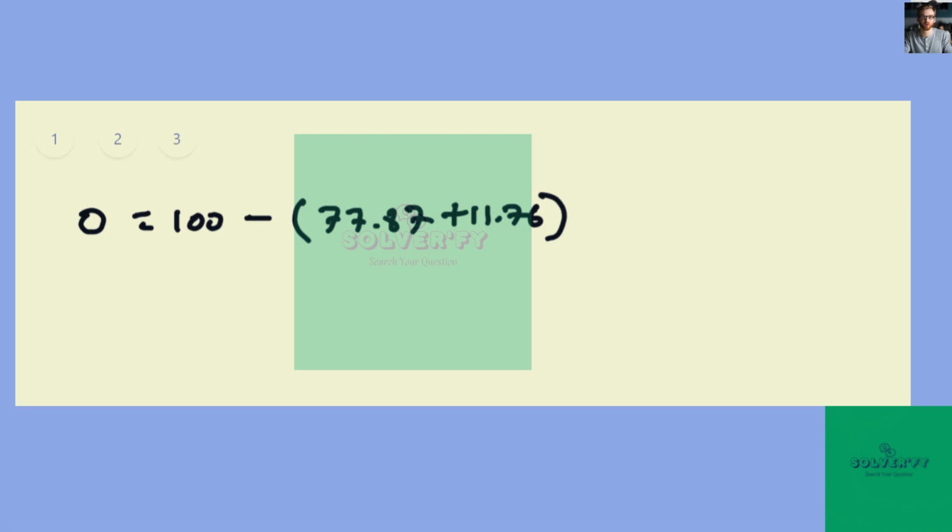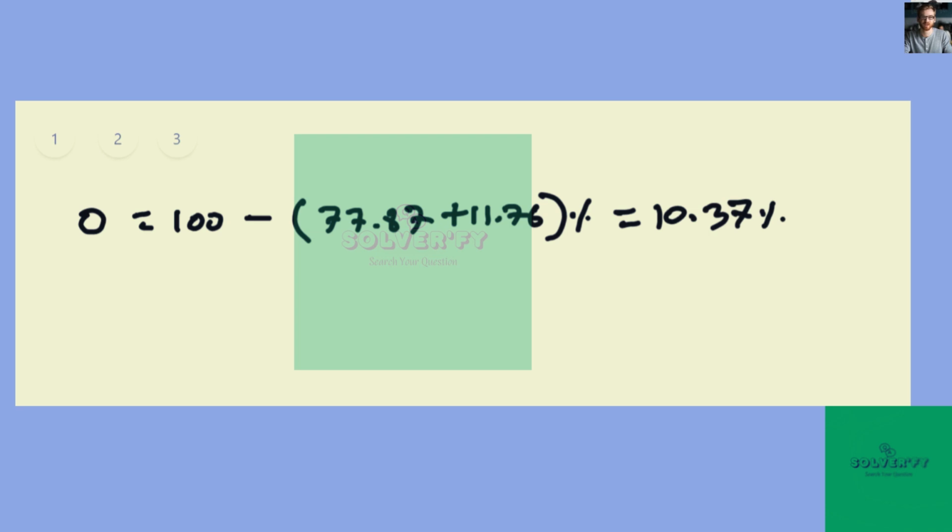So start by considering each percentage as mass in gram, and before that we will find the percentage of oxygen, which will be 100 minus the sum of the percentage of carbon and hydrogen, 77.87 plus 11.76 percent, which will give us 10.37%.